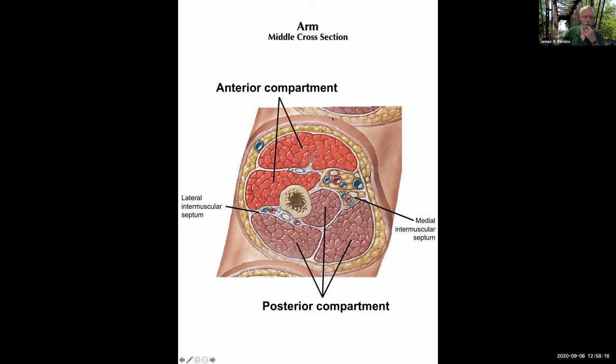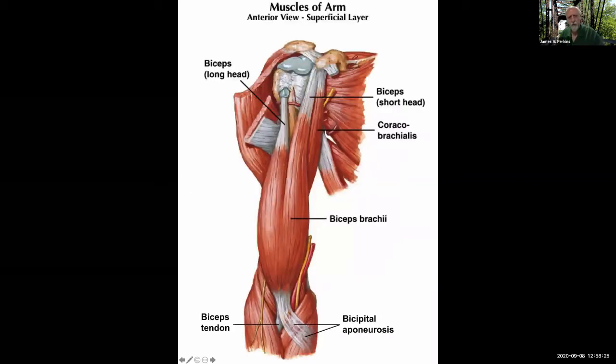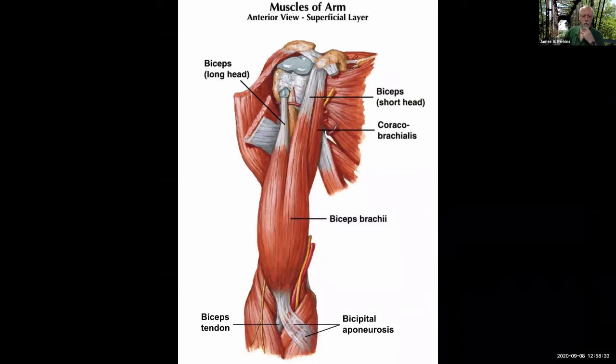So let's take a look at the muscles that are found within each of these compartments. We'll start with the anterior compartment. So here's an anterior view of the muscles of the anterior compartment of the brachium. There are three muscles in the anterior compartment of the brachium, but only two of them are visible here. There's the biceps brachii and the coracobrachialis. So those are the two muscles you can see here. In the next slide, we'll look at a slightly deeper dissection where we can see that third muscle in the anterior compartment.